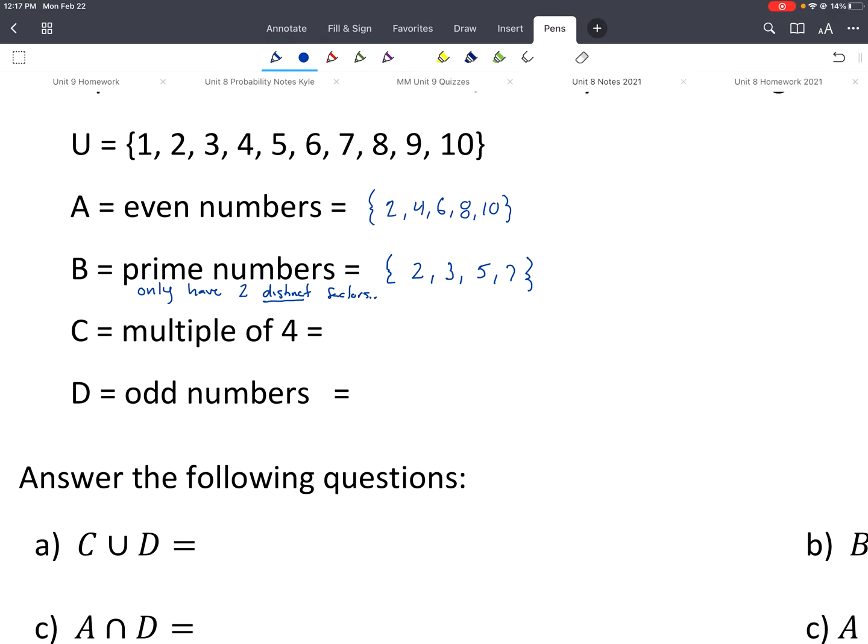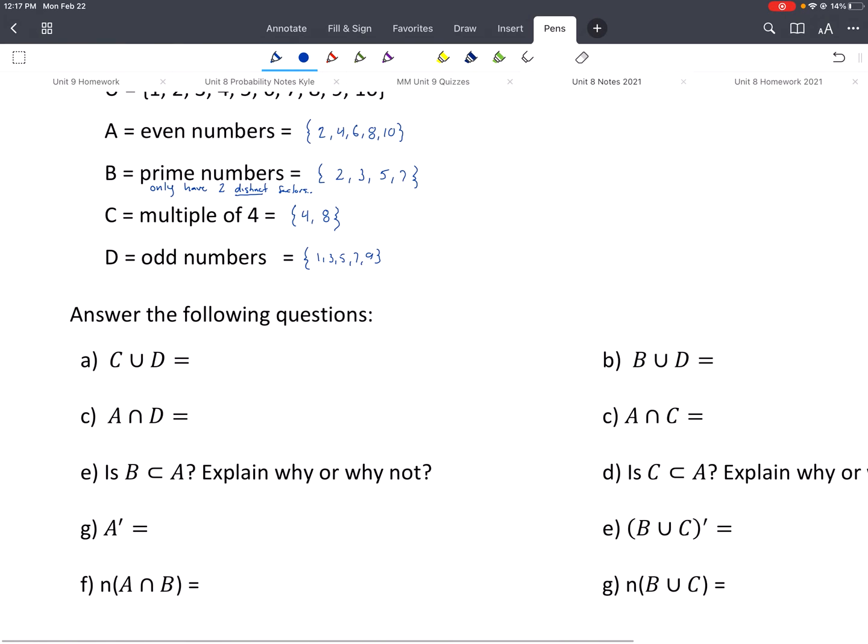All right, next we have multiples of 6. So we have things like 4 and 8 and 12 and 16, but those aren't inside of our universal set. And then odd numbers, we have 1, 3, 5, 7, and 9. Okay? So now we can answer some of these questions. If you would, pause and do as many of these as you can, and then we'll go over them.